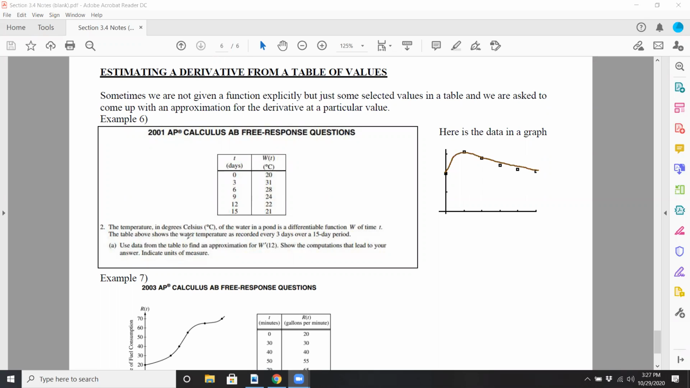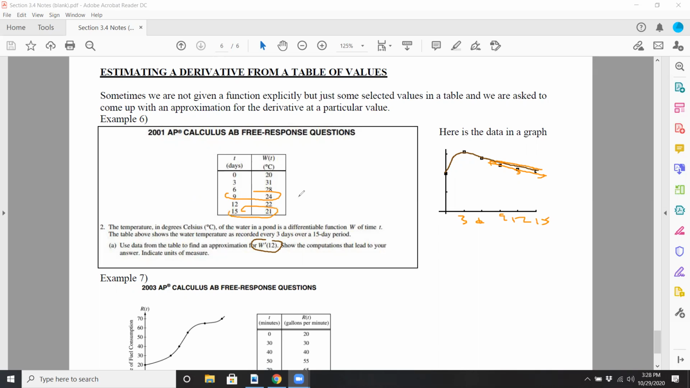The table above shows the water temperature recorded every 3 days over a 15-day period. Use the data from the table to approximate W'(12), and show the computation that led to the answer. Well, 12 is shown here. But because you're trying to find the slope of the tangent line at 12, so this is like 3, 6, 9, 12, 15, what you probably could do is find the slope that passes through those 2 points.